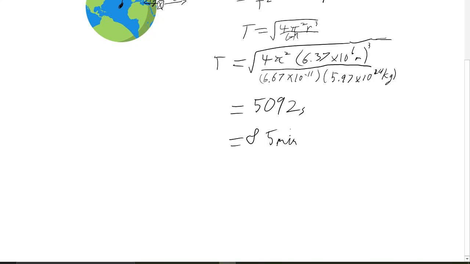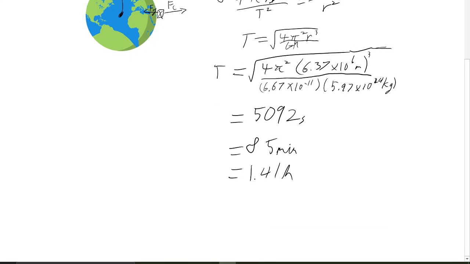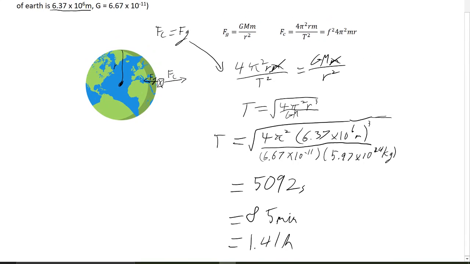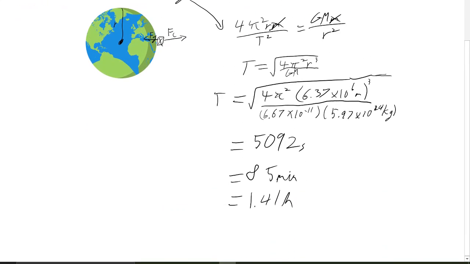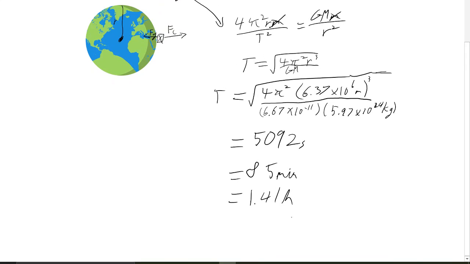And if we want this in hours, it gives us 1.41 hours. So that would be a very short day if objects at the equator were weightless. And yeah, that's all.